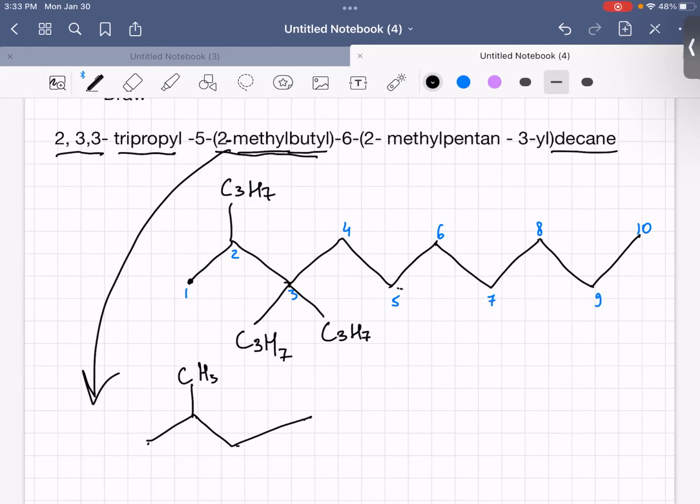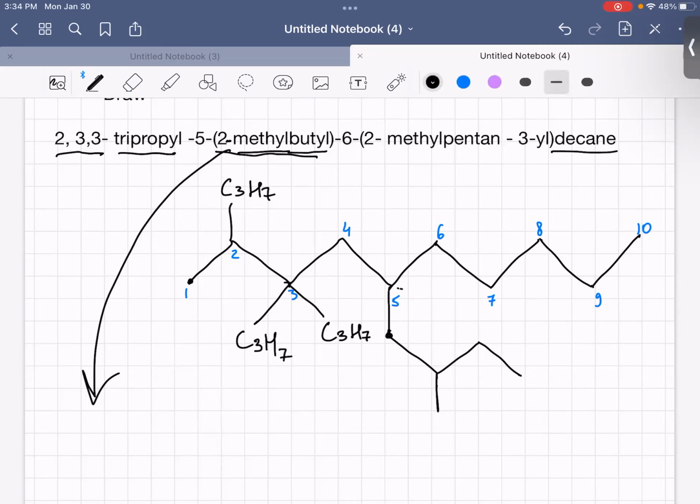Okay, so now what we want to do is put this functional group onto our 5th carbon. So we do this. Let's do it horizontally. 1, 2, 3, 4. This is our butyl, right? 1, 2, 3, 4. And a methyl group right here on its carbon number 2.